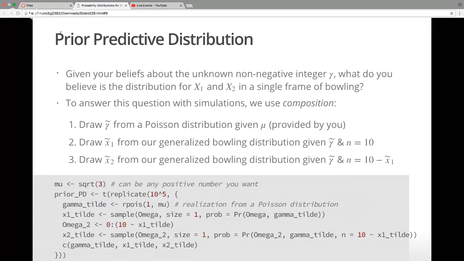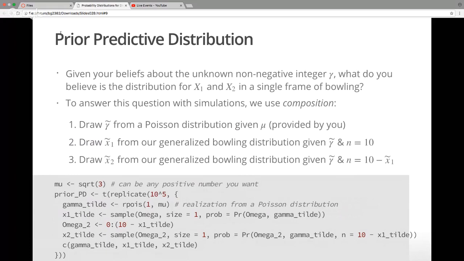We can do this simulation process over and over again as many times as we want. And this really represents our model for a person bowling. We don't know what gamma is, but we have beliefs about it. We draw from our beliefs. Given a realization of gamma, we can do the Fibonacci thing to draw the first roll. And given the first roll and a realization of gamma, we can do the Fibonacci thing to draw the second roll of a frame of bowling. We understand the basic idea here.